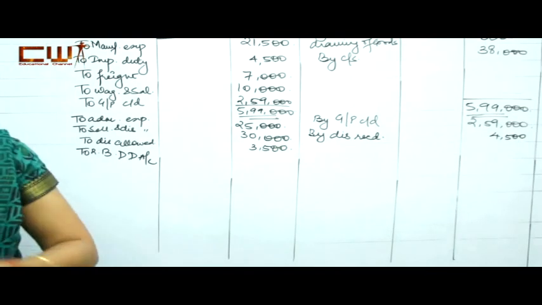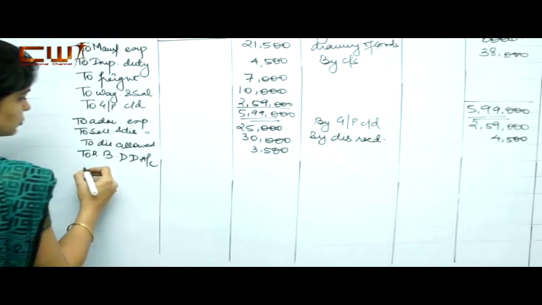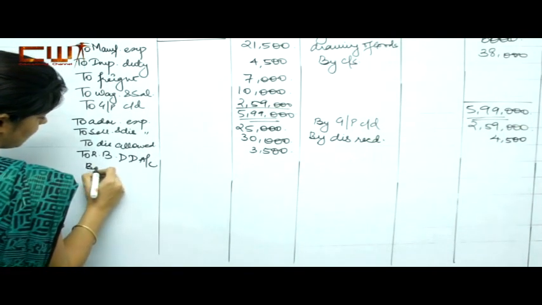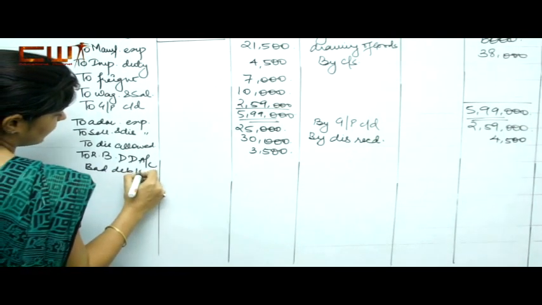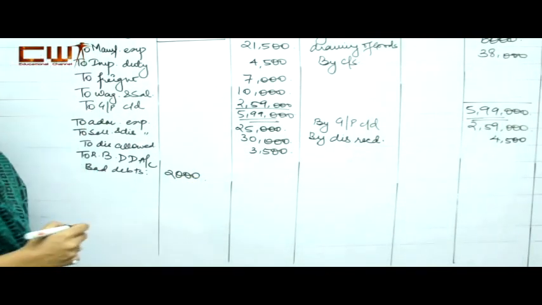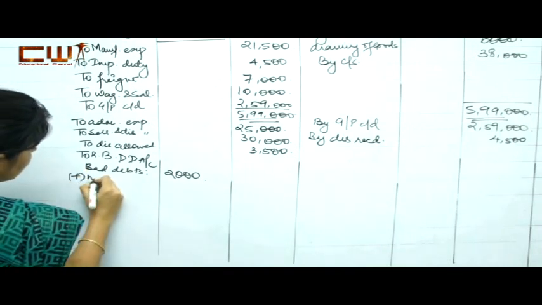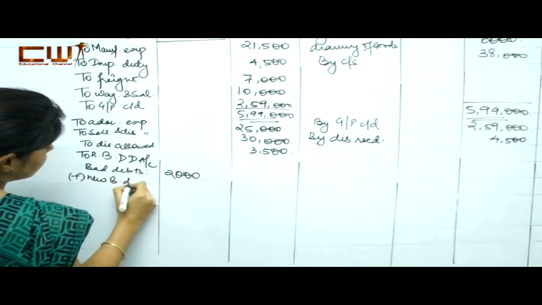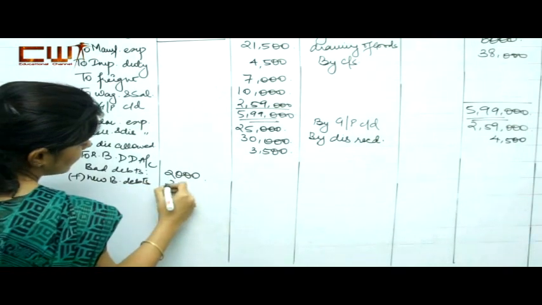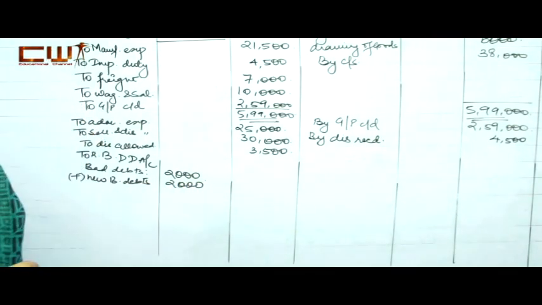Now see what they have given. Have they given the bad debts in the question? Yes, the bad debts have been given as 2,000. Have they asked to prepare the new bad debts? Yes. Write off bad debts rupees 2,000 more. So you will add up new bad debts 2,000 more. So that adds up to 4,000.